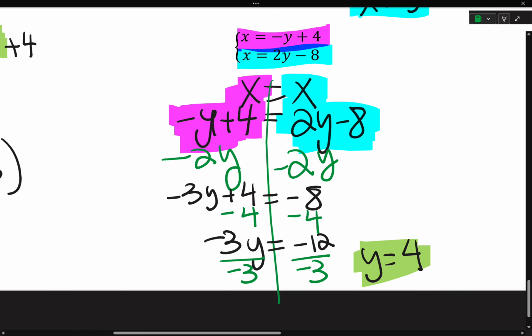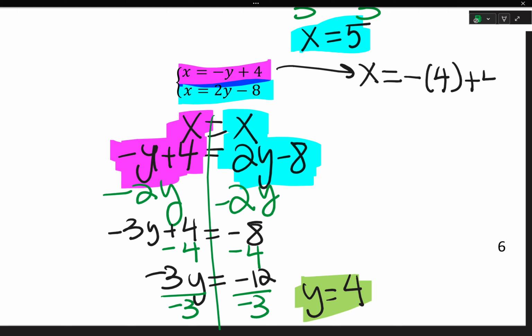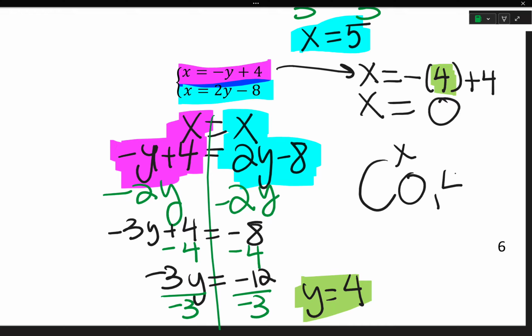Well, now that we have that y equals 4, we can use either equation to find x. Since they're both x equals, the top one looks easier to use, honestly. It really doesn't matter, though. Instead of x equals negative y plus 4, I have x equals negative 4 plus 4. Negative 4 plus 4 is 0. So our answer is 0, 4.